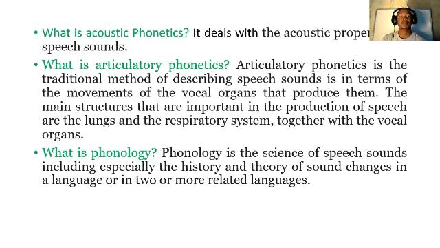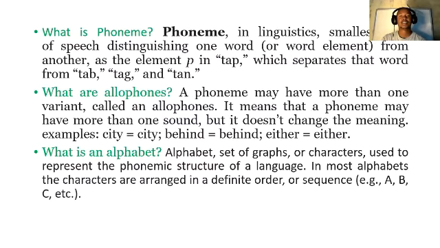What is a phoneme? A phoneme, in linguistics, is the smallest unit of speech distinguishing one word or word element from another, as the element P in tab, which separates that word from tab, tag, and tan. What are allophones? A phoneme may have more than one variant called an allophone. It means that a phoneme may have more than one sound, but it doesn't change the meaning.